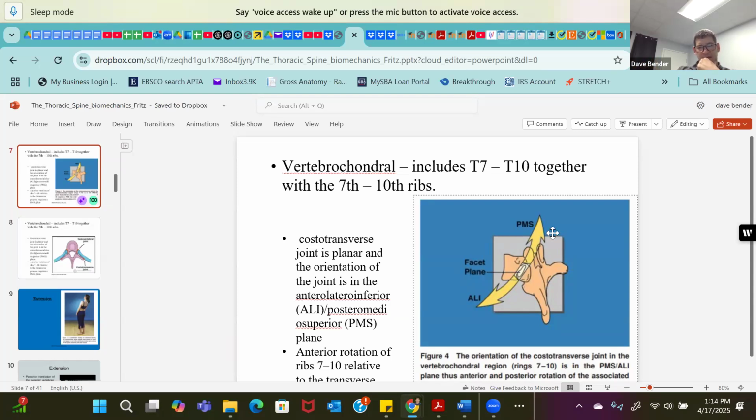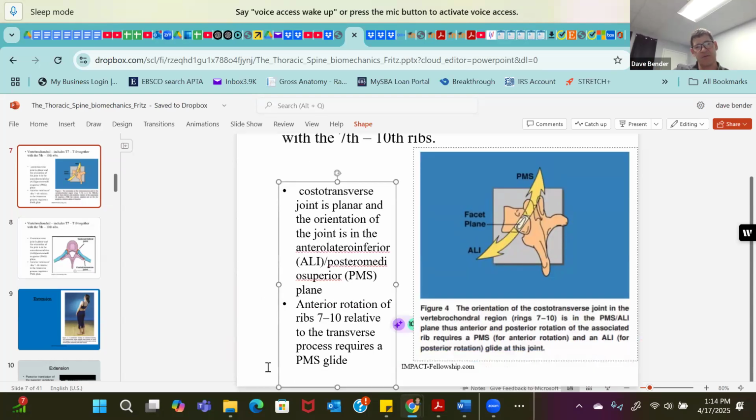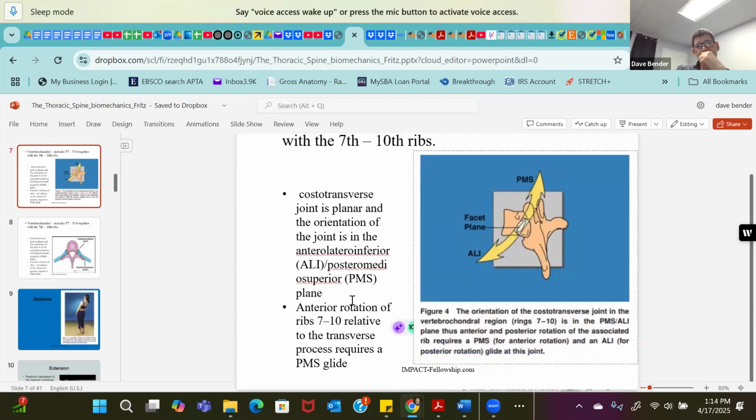So you can see here as this arc of motion, the rib is going to move in this arcing plane as we do this. So if we're looking at this, let me see if I can minimize my screen, get the slide on there. Good. So we're going to get anterior rotation.